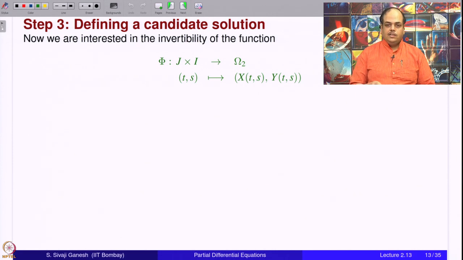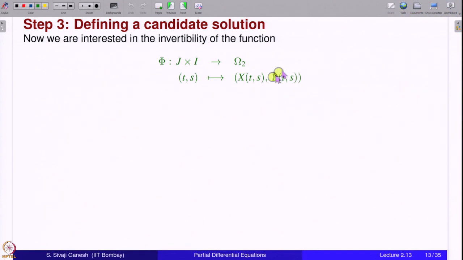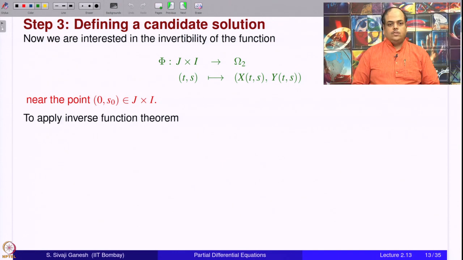What is this function? This is actually the base characteristic curves, right? The trace is the base characteristic curve as t varies, passing through the point (f(s), g(s)) which is on gamma 2. So, near this point (0, s naught) which belongs to J cross I. Now, to apply the inverse function theorem, the Jacobian is required to be non-zero.